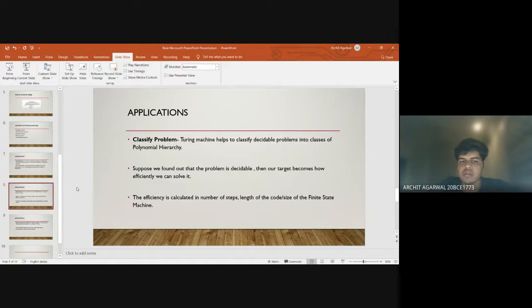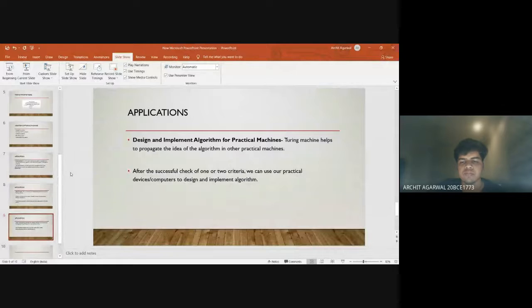Coming to the next application, classifying problems. The Turing machine helps to classify decidable problems into classes of the polynomial hierarchy. Now, supposing we find out that the problem is decidable, then our target becomes how efficiently we can solve it. The efficiency is calculated in number of steps, length of the code, size of the finite state machine, and so on.